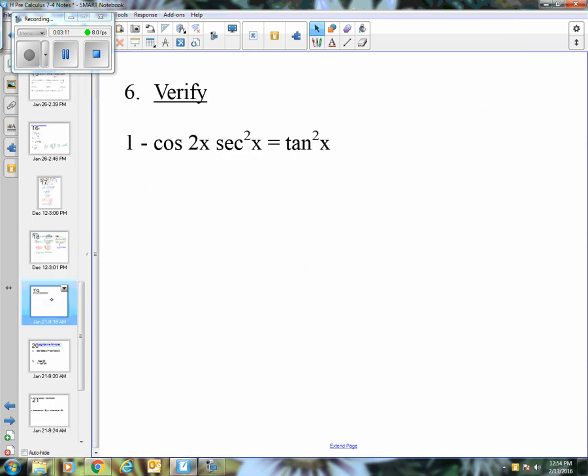All right, let's try one more of those verifies. So again, let's check those angles. I see a 2x, an x, and an x. So 2 of them are the same, 1 is definitely different. So we have to make a substitution. So what I would be substituting for is this one right there.